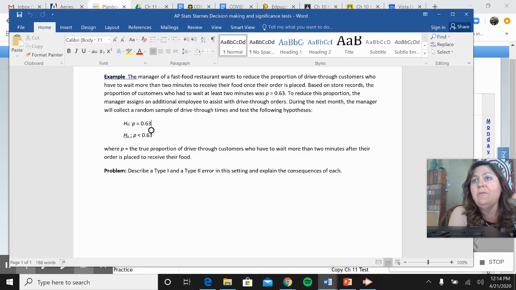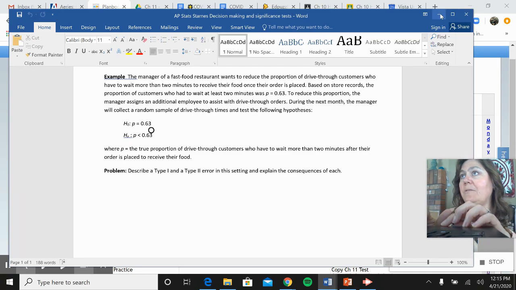So think through this. Remember, Type 1 is that you reject that it's 63%, which means you accept Ha as likely, and it should not have happened, right? The Type 2 error is that you fail to reject the 63%, and that's still happening when Ha really is likely. So put those in context, and I'm going to have you put that in Edpuzzle, and then we'll come back and look at the answers.